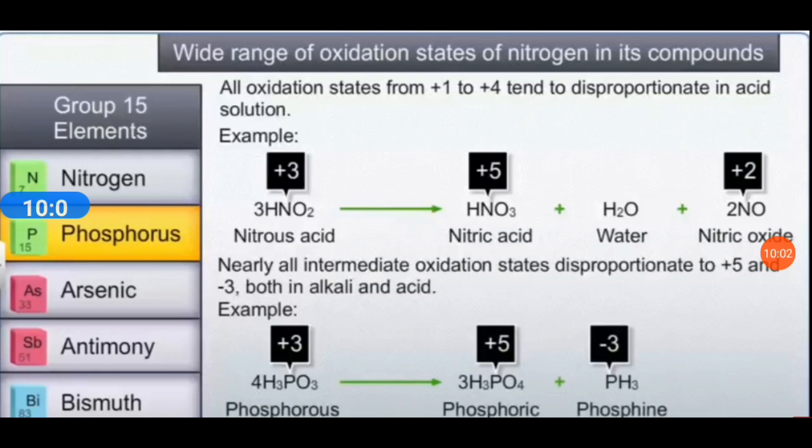All oxidation states from +1 to +4 tend to disproportionate in acid solution. The examples are shown here. HNO2, having +3 oxidation state of nitrogen, disproportionates to HNO3 and NO, having +5 and +2 oxidation states as shown. Similar is the case for H3PO3.